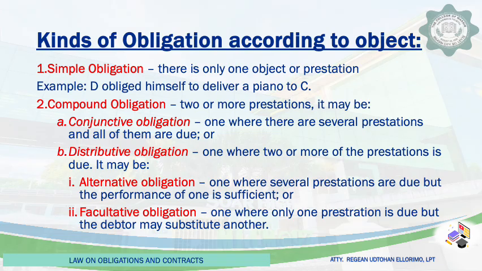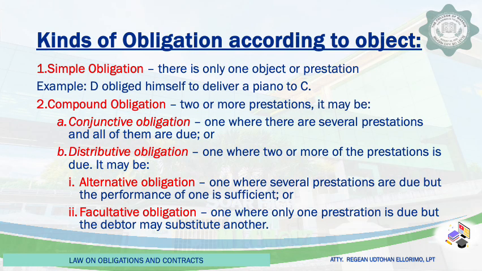Now, let's talk about kinds of obligation according to object. Okay, so we have here simple obligation. In simple obligation, class, there is only one object or prestation. So a thing to give, to do, or not to do. Example, D obliges himself to deliver a piano to C. So here, only one obligation exists. Deliver the piano.